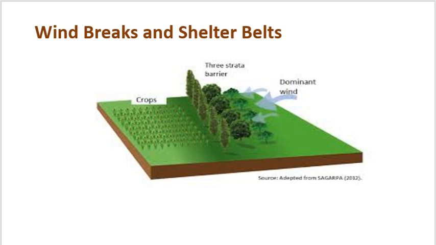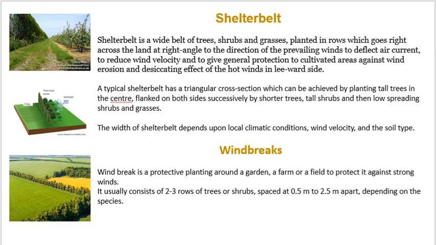So today we are going to see about windbreaks and shelter belts. First we'll see about the shelter belts. A shelter belt is a wide belt of trees, shrubs and grasses planted in rows which goes right across the land at a right angle to the direction of the prevailing winds to deflect the air current, to reduce the wind velocity, and to give general protection to the cultivated areas against wind erosion and the desiccating effect of the hot winds on the leeward side.